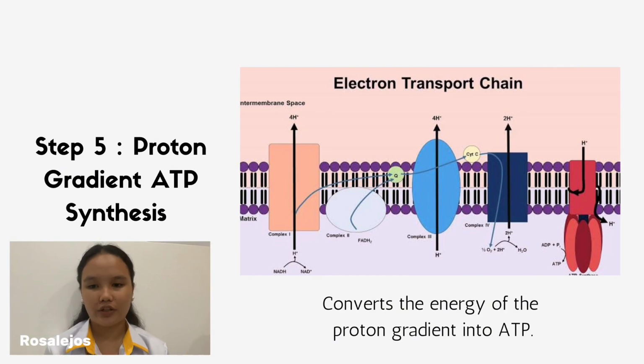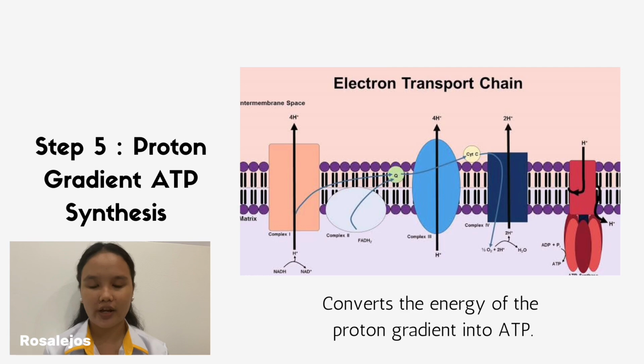Step 5. Creating a proton gradient and making ATP. Complexes 1, 3, and 4 pump protons from the matrix into the intermembrane space as electrons move through the chain. This creates a high concentration of protons in the intermembrane space and a low concentration in the matrix, forming a proton gradient, or proton motive force. Protons naturally want to flow back into the matrix to balance the gradient.